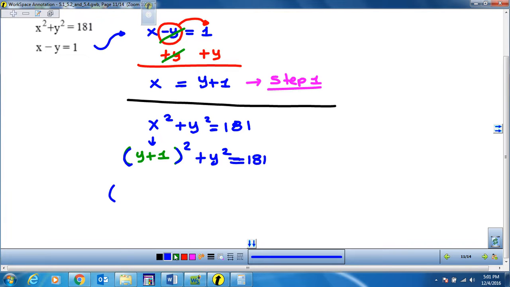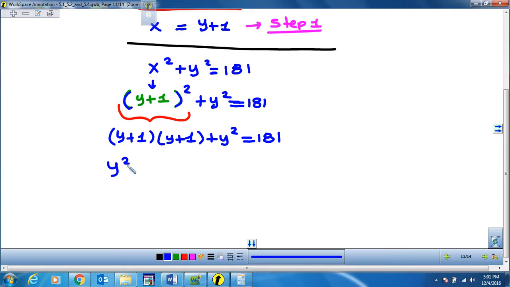So you're going to FOIL this. Y plus 1 times y plus 1 plus y squared equals 181. So y times y is y squared, y times 1 is y, 1 times y is y, and 1 times 1 is 1.